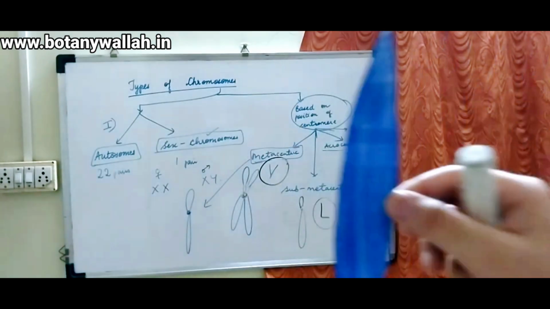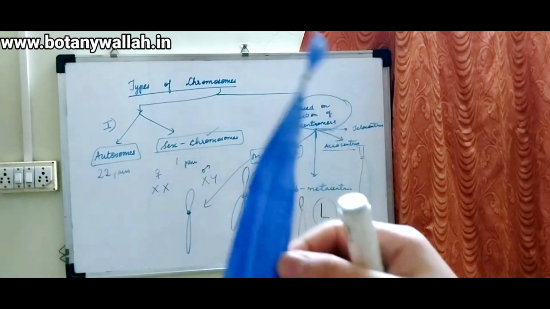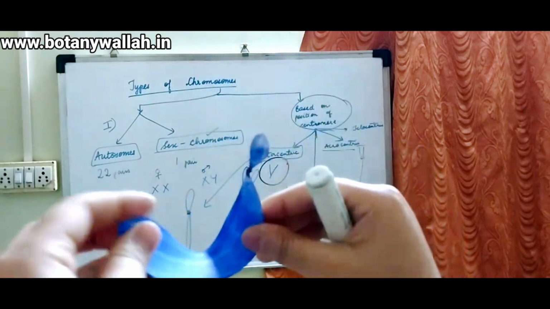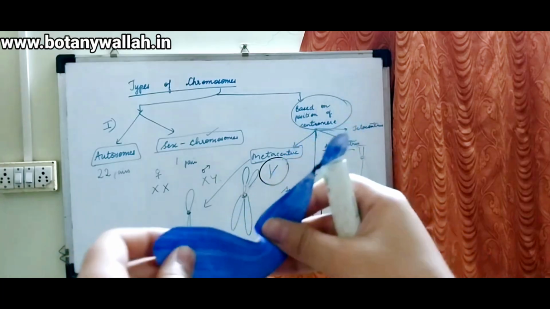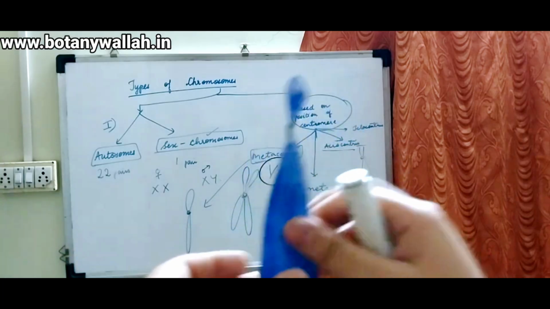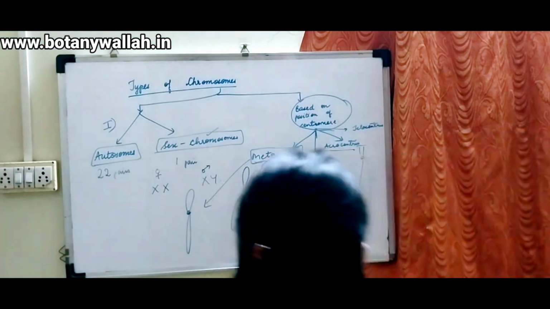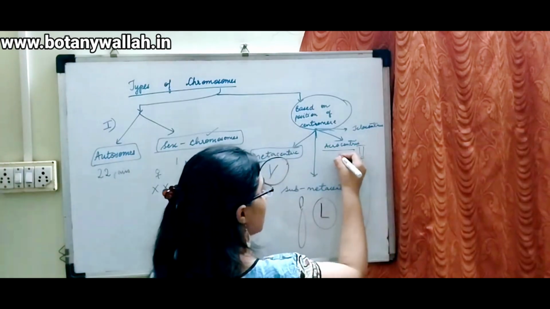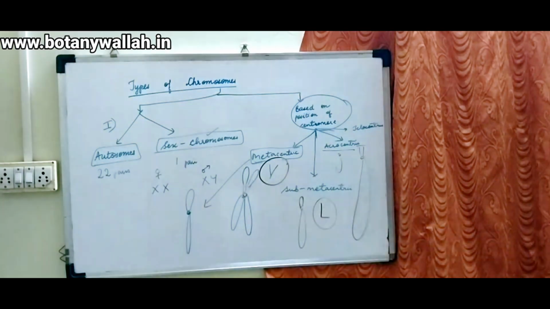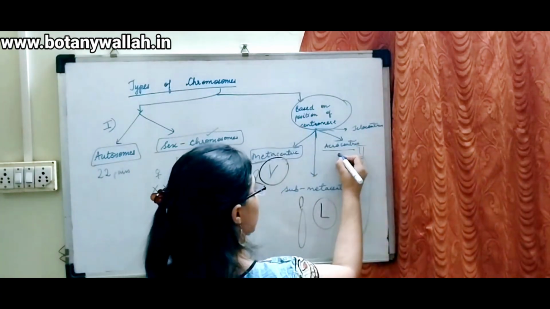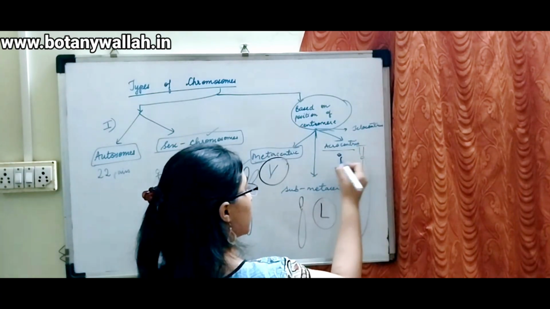And acrocentric looks J shaped. If you do it like this, if you take it as up, it will look J shaped. So acrocentric looks like a J shape of a chromosome. J shape.